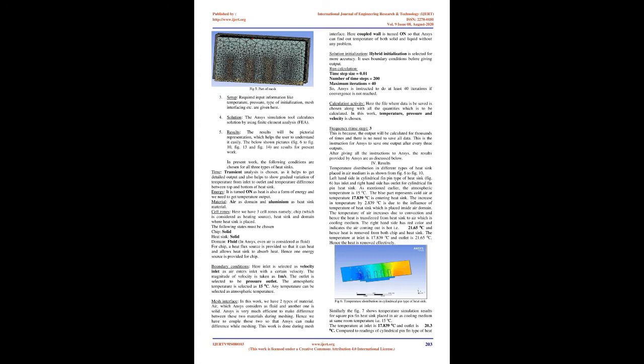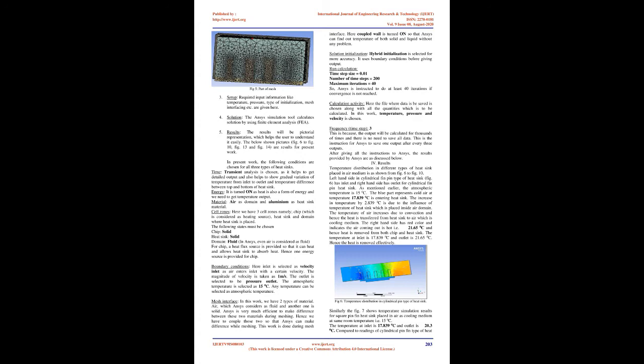Boundary conditions: here the inlet is selected as velocity inlet, as air enters the inlet with a certain velocity. The magnitude of velocity is taken as 1 m/s. The outlet is selected to be a pressure outlet. The atmospheric temperature is selected as 15 C. Any temperature can be selected as atmospheric temperature.